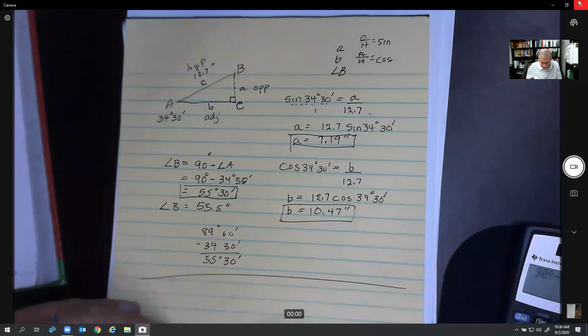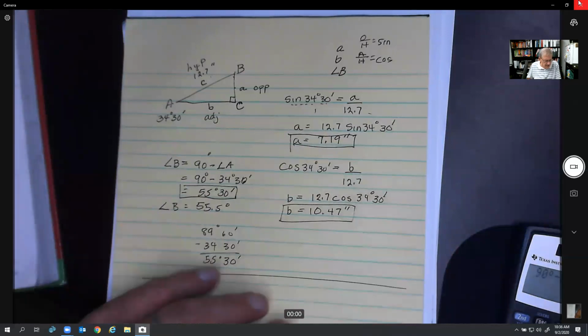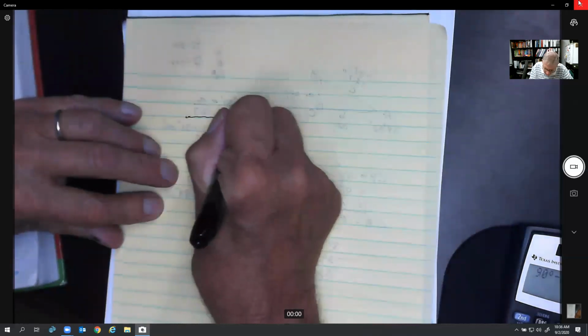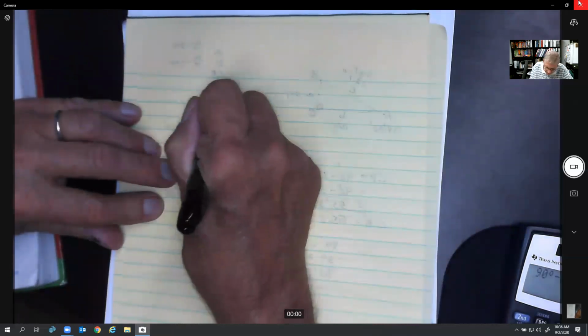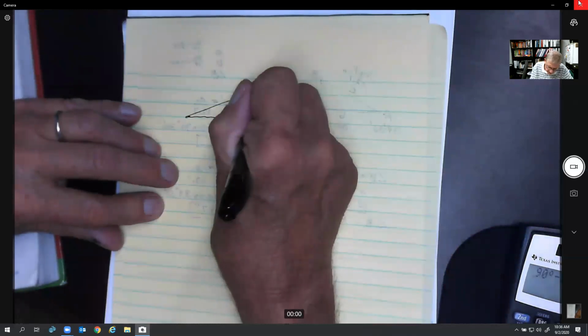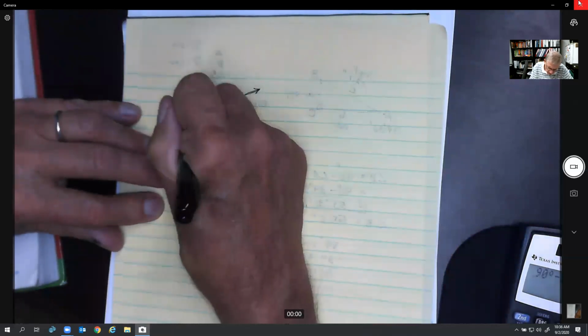All right, let's try one more. The angle of elevation is equal to the angle of depression. I remember that from physics. The angle of elevation, going this way, is equal to the angle of depression, going this way. So let's take a look at one. It says, Pat Porterfield. This is example 3. Or should we try example 2? Maybe we jump ahead. Well, we'll do example 2 afterwards.